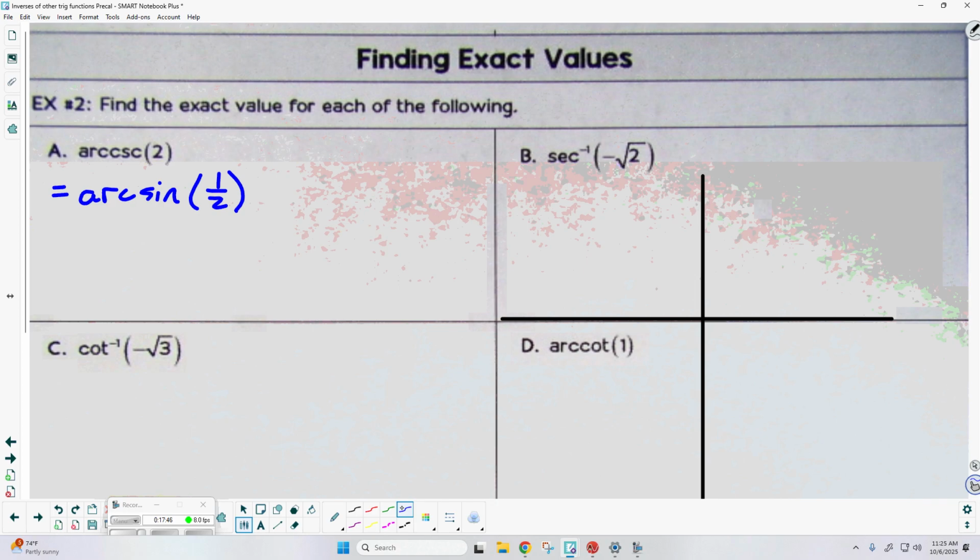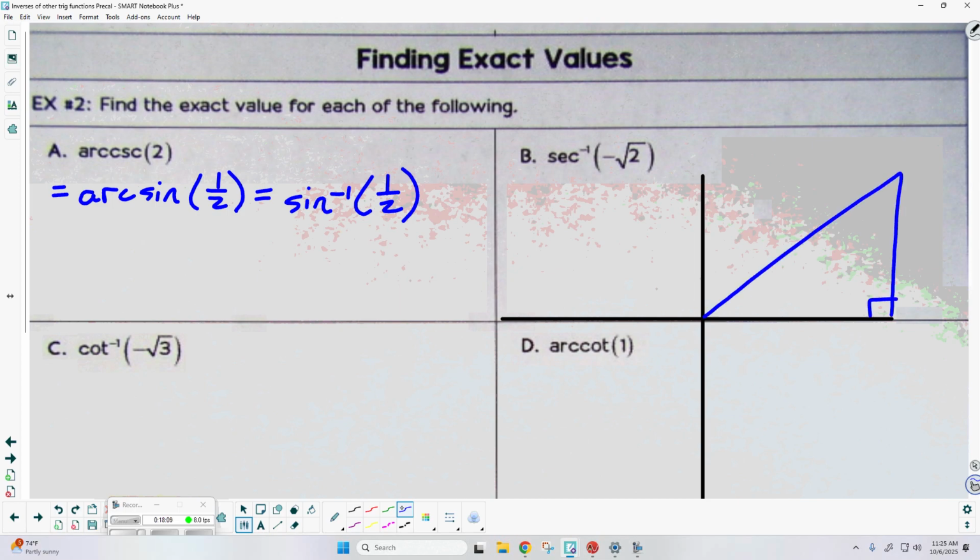Now, if you're not a big fan of that new notation with the arc, you can always go back to what we had previously. You could say sine inverse of 1/2. There's no difference. It still just means inverse. Sine inverse of a positive, 1 or 4? 1. So I'm going to draw a triangle right here. This angle theta, remember when I rotate from standard position to the hypotenuse? That's the answer I'm looking for.